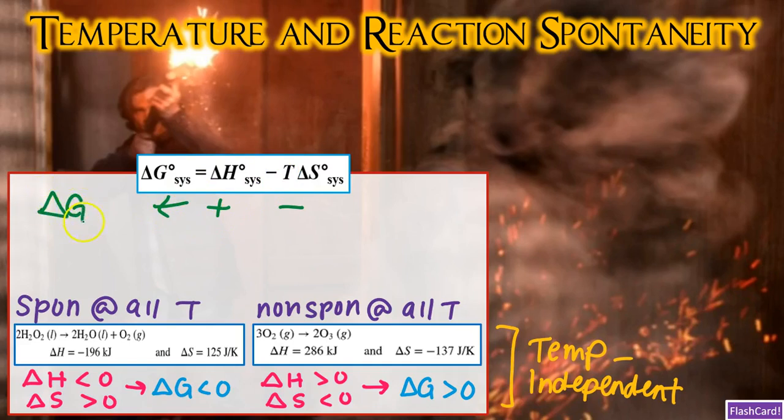Overall, we're going to get a delta G that is positive or non-spontaneous. An example of an endothermic non-spontaneous reaction is ozone formation. So we're starting off with O2 and we're going to form O3. As you can see, the delta H is positive and the delta S is negative, just like our pattern that we just discussed. When this happens, the overall delta G will be non-spontaneous or positive. So we could say endothermic reactions with decreased entropy are non-spontaneous at all temperatures.